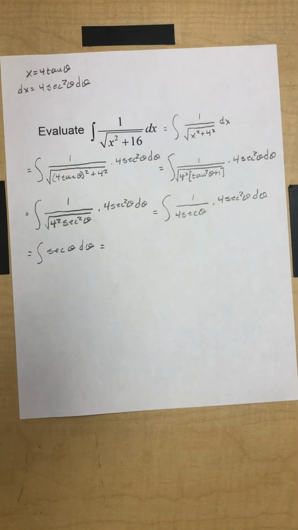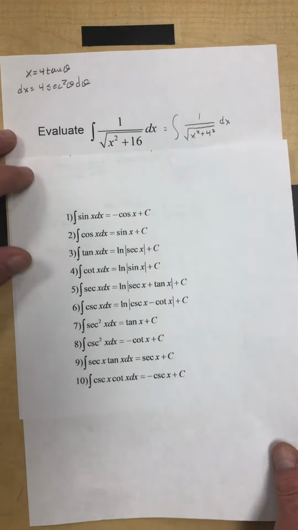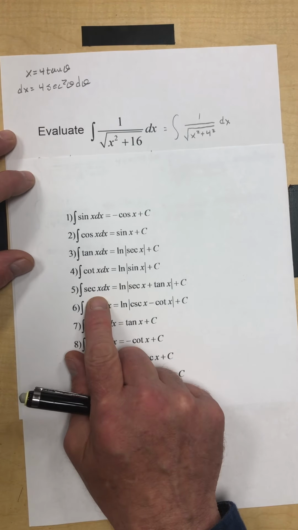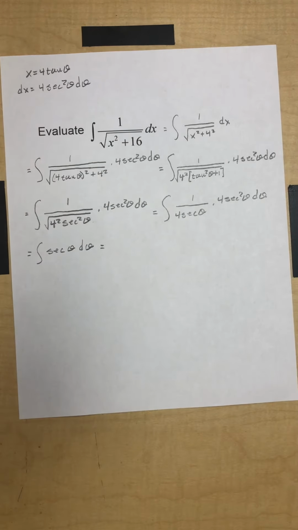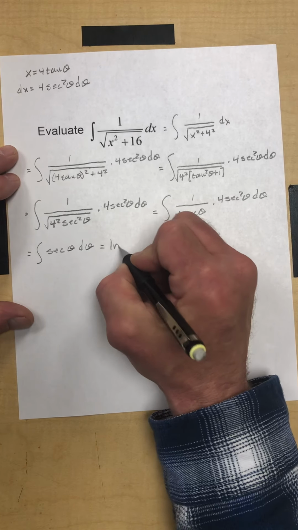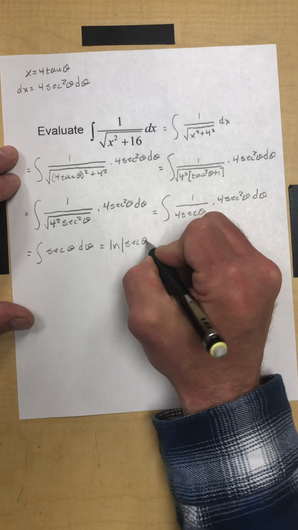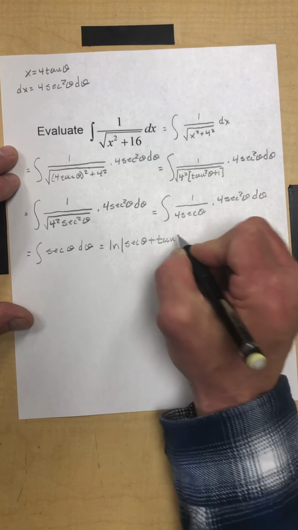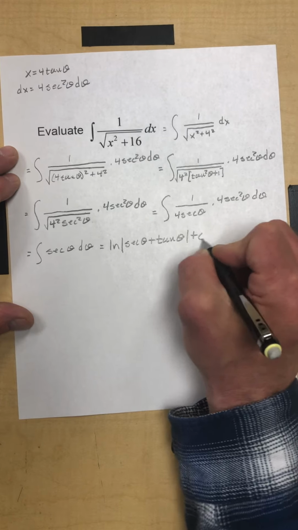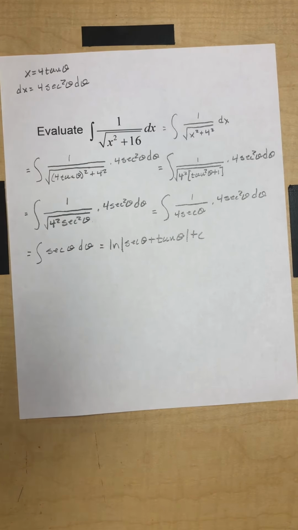Okay, and once again, we go here and we can integrate that. So we get the natural log of the absolute value of secant theta plus tangent theta plus c. Okay, so we have done our integration, so now it's just a matter of getting rid of the theta and getting it back in terms of x. So let's attack it the same way we attacked the last one.